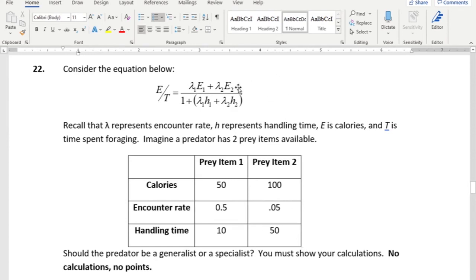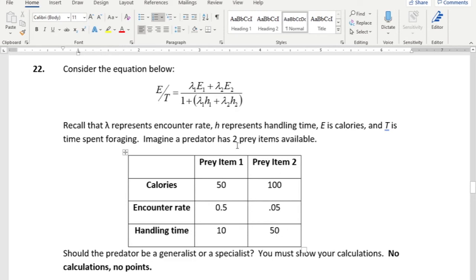Remember, what you need to do here is the following. It's asking you, should the predator be a generalist or a specialist? In other words, should it take only one food item? And if so, which one? Or should it take both food items?